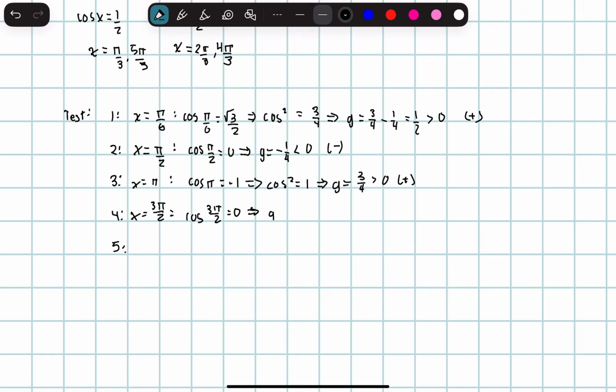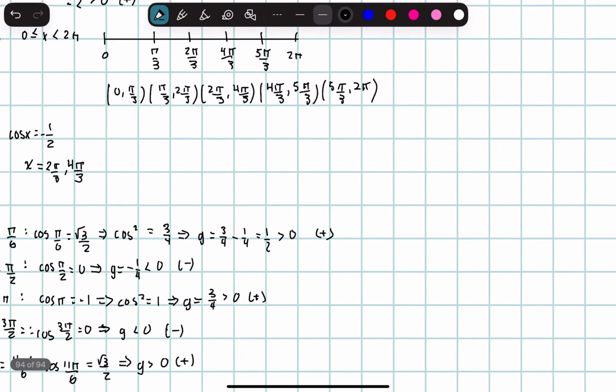So we have g is less than 0, so that's going to be negative. Okay, now for our final interval, we have x is equal to 11 pi over 6, and then we have cosine 11 pi over 6. That's going to be equal to root 3 over 2, and then that's going to give us g is greater than 0, and that's going to be positive.